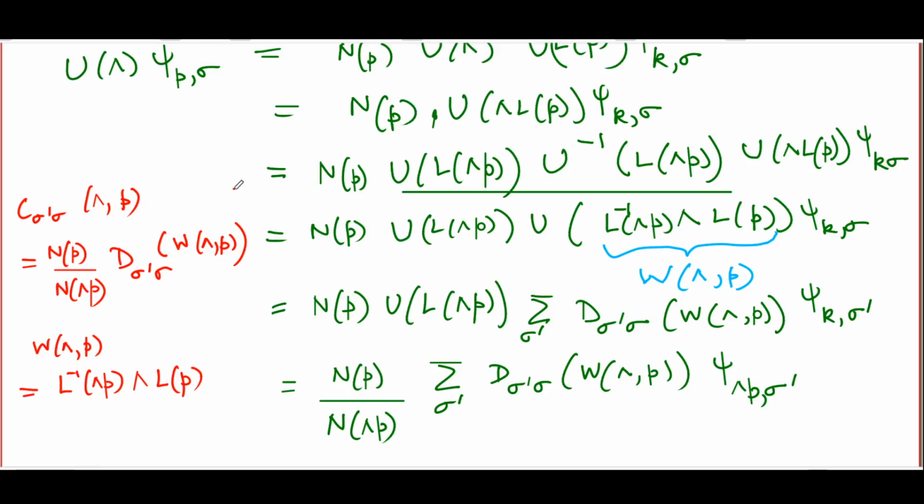All that remains at this stage is to figure out or decide by convention some choice for the normalization factors N of P, so that we can completely write down C sigma prime sigma in terms of D sigma prime sigma, which we can hopefully figure out from representation theory. We will next turn to this question of normalization of these wave functions, and that is what the next section will be about.